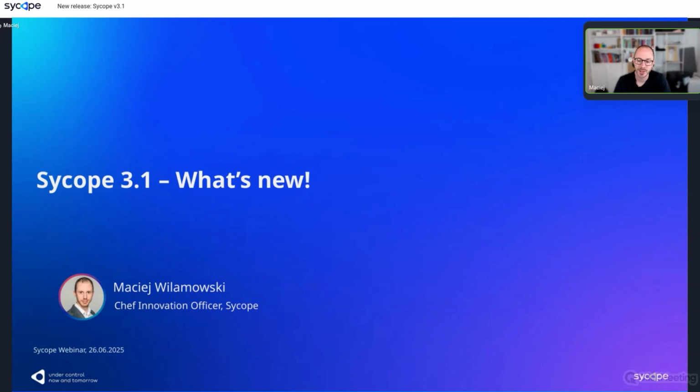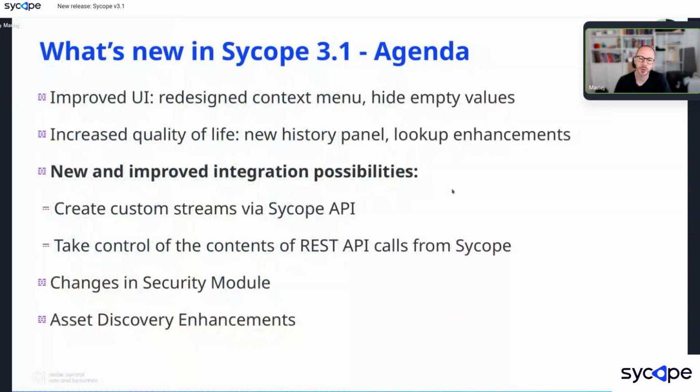So, okay, let's start. When we go to the list of changes that we managed to do in Sycope 3.1, I prepared a small agenda for today. Of course, the complete list of changes is much longer. You can review it in our documentation in the What's New section, but these are the points that I want to briefly discuss today. So first, some small things.